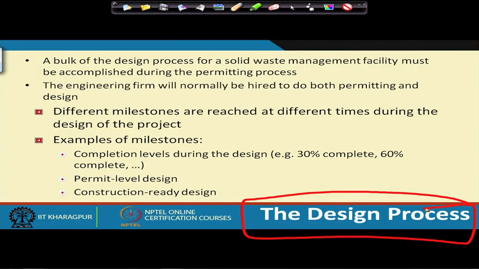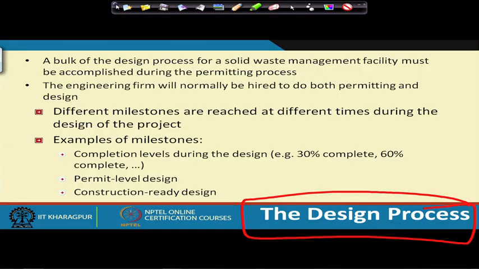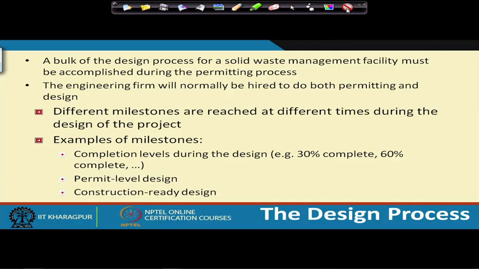So the engineering firms will be hired for both permitting and design, and different milestones are reached at different times during the design. We have completion levels during the design: 30% completion, 60% completion, permit level design, construction ready design. So there are different levels of design which it goes through, and there are different milestones for that.